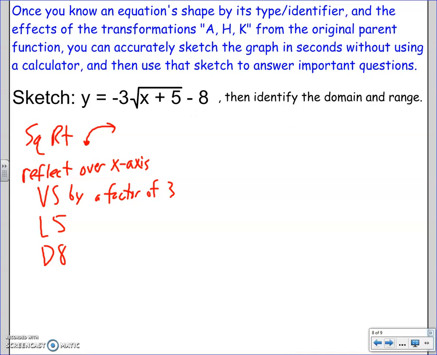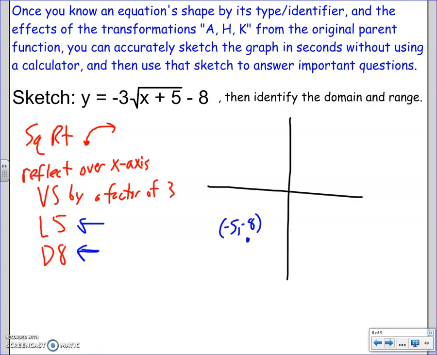I can now graph it. So you're going to always start at 0, 0. Hover over 0, 0 and do the left and right, up, down first. I'm going to do these two first. So from 0, 0, I'm going to go left 5 and down 8. So somewhere down here. Let's call this -5, -8. Always label it.